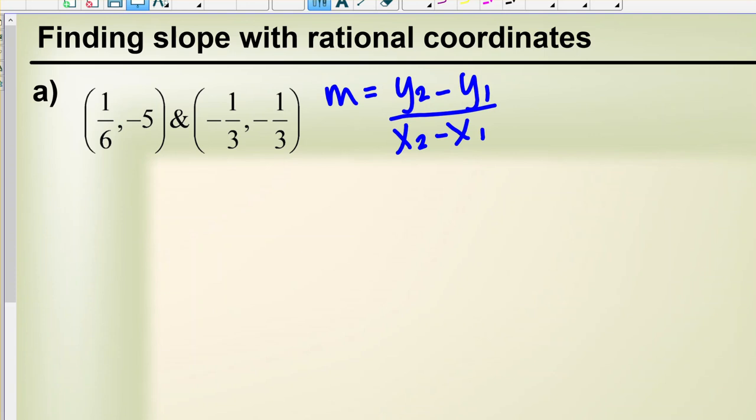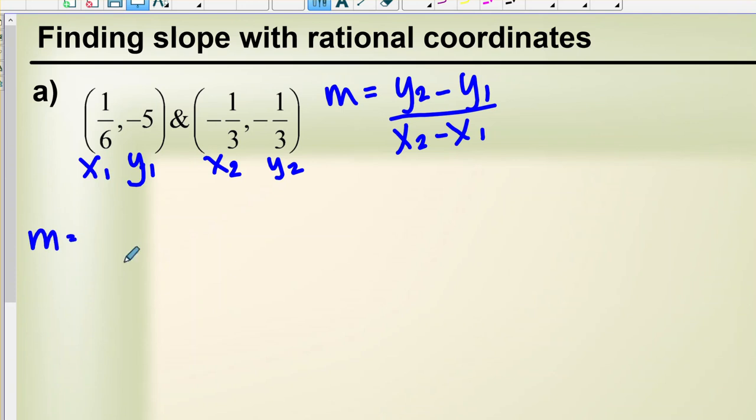And I can always begin by labeling my points. So I'm going to call this first point, point 1, so this would be x1, y1, and my second point, point 2, which is x2, y2. Okay, so now let's just go ahead and set up the formula.